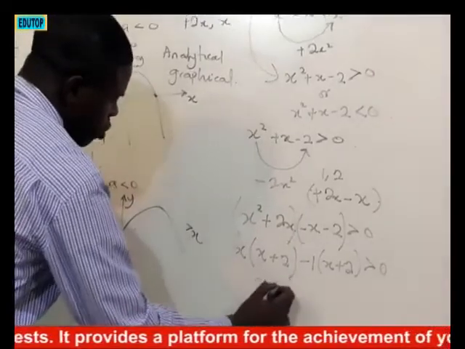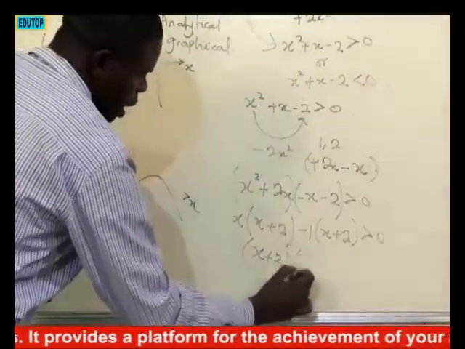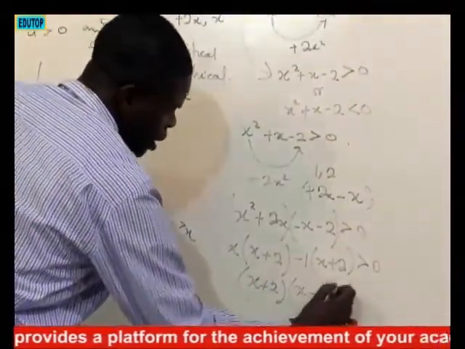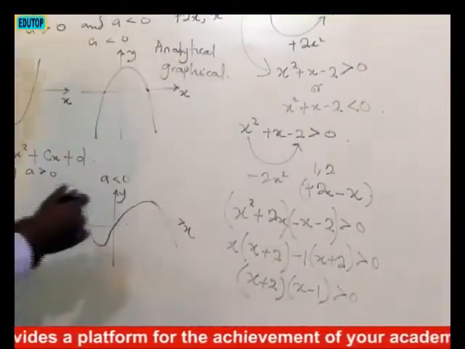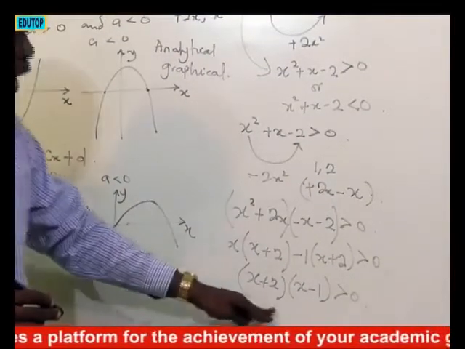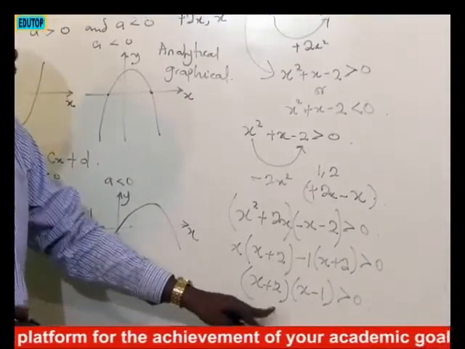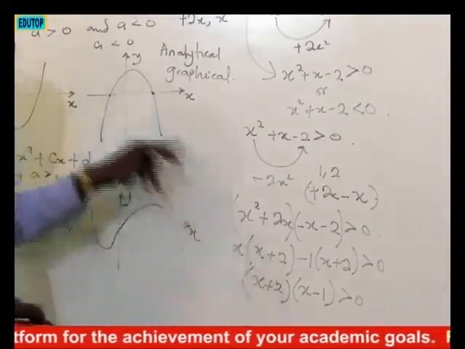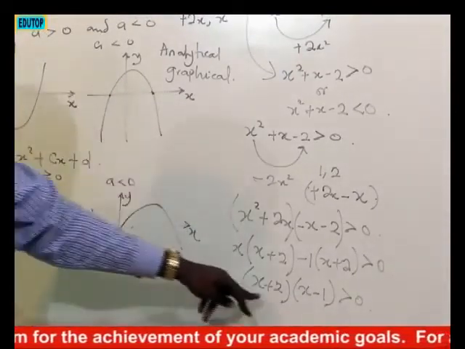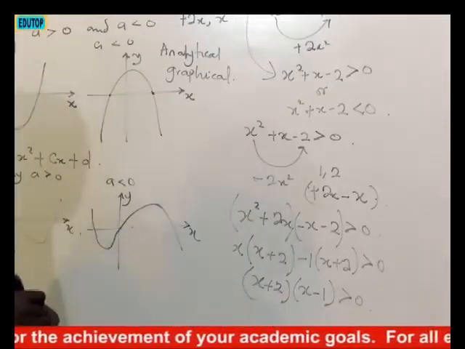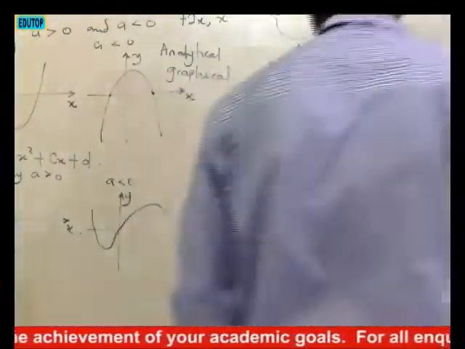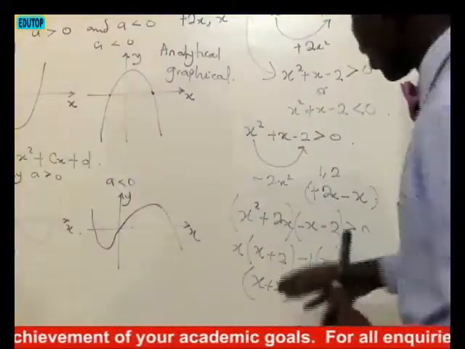I have x plus 2, x minus 1 greater than 0. So it should be noted at this point, this is our critical point or level where we are to employ the use of graphical method to fashion out this particular problem. And by so doing, we have a scenario like this.